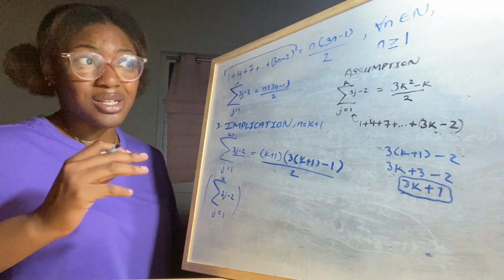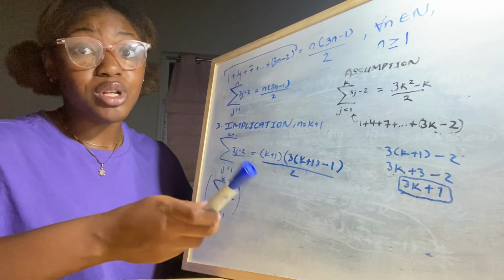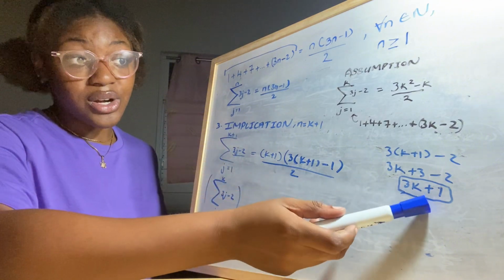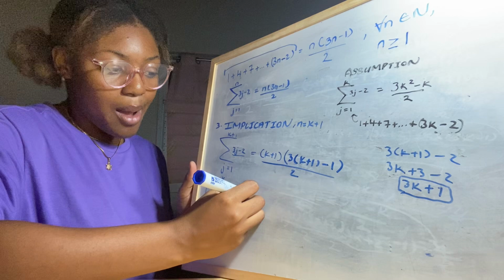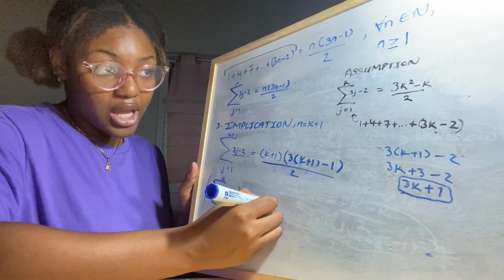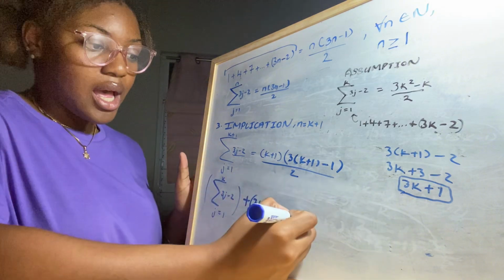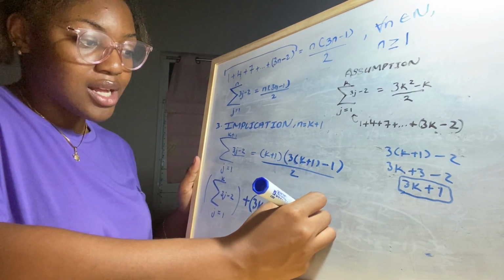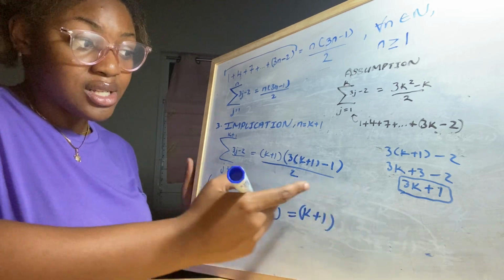And since we want the sum of terms from 1 all the way down to k plus 1 term, and this is our k plus 1 term, all we're going to do is add the 3k plus 1. And that would be equal to our right hand side. So I'm going to simplify this.